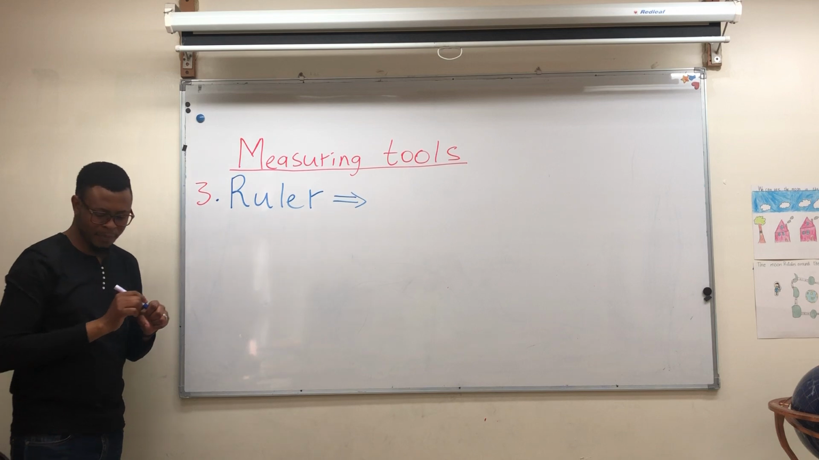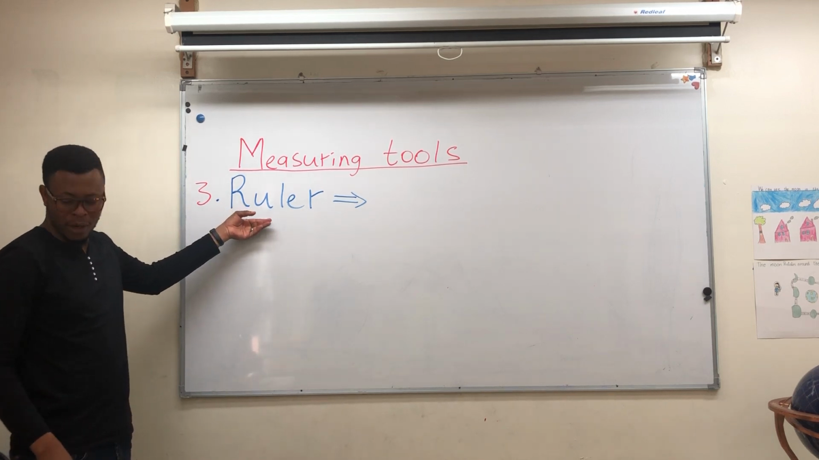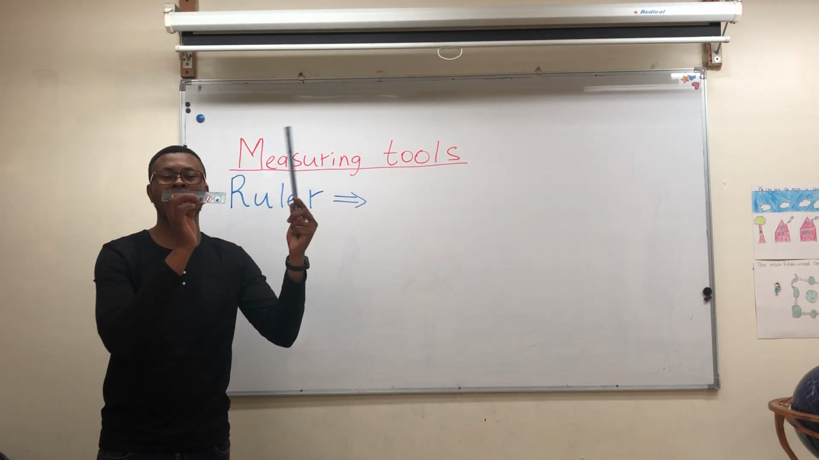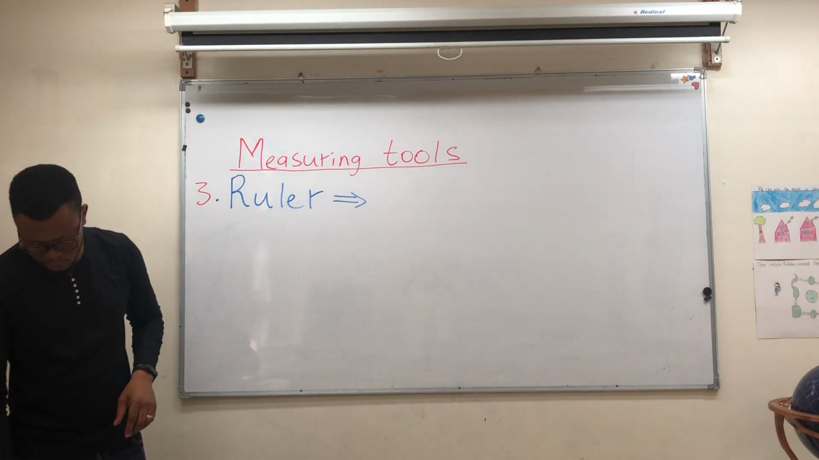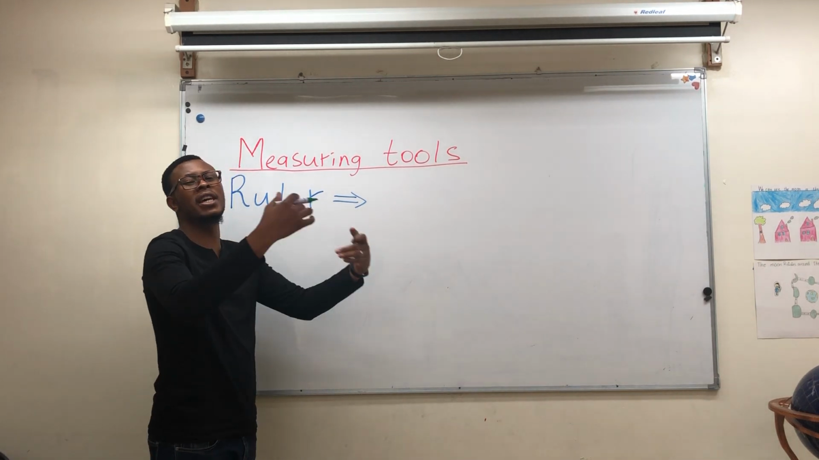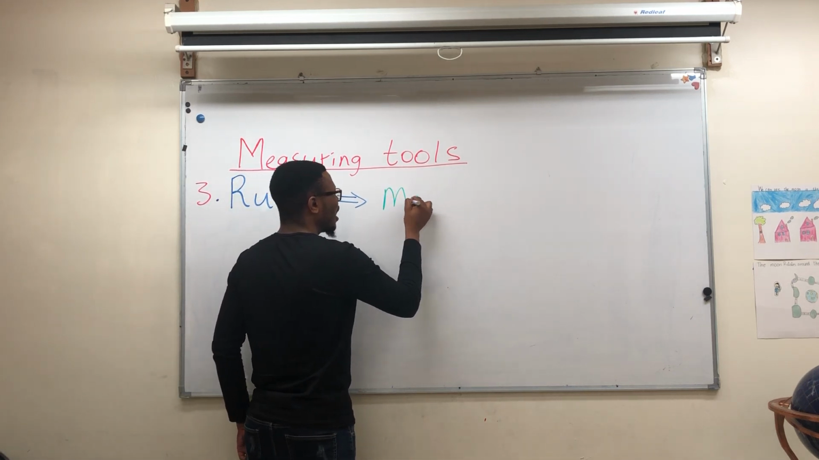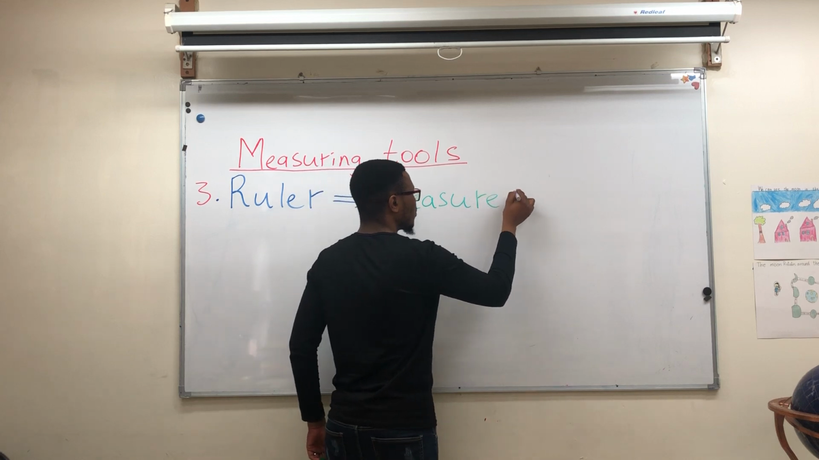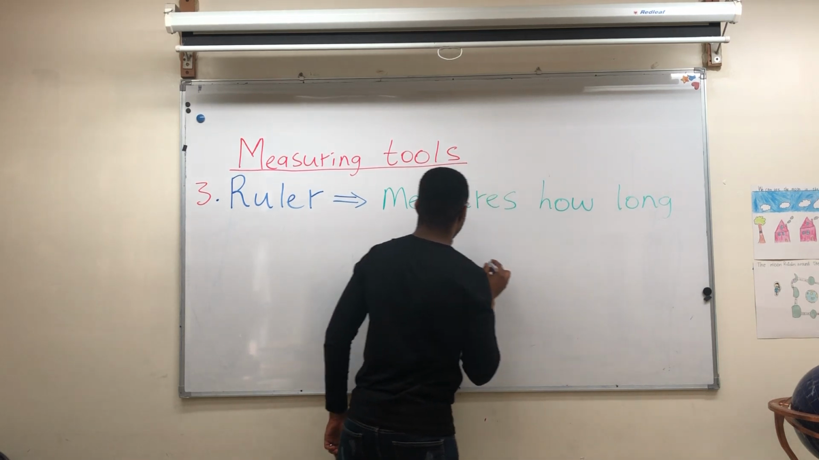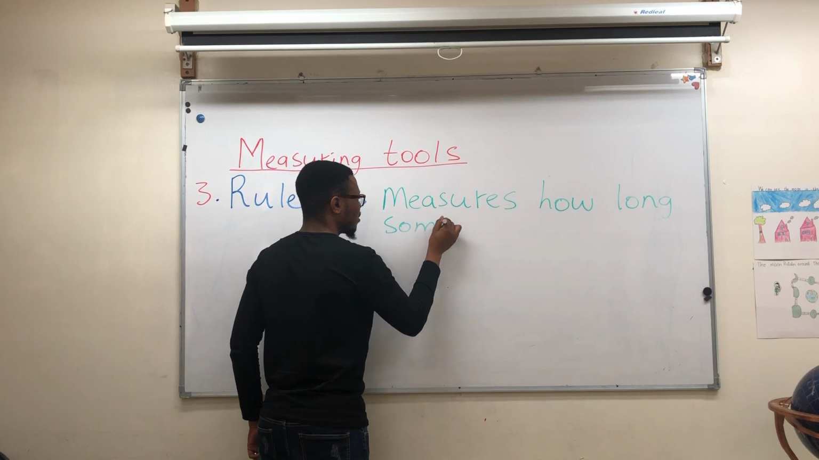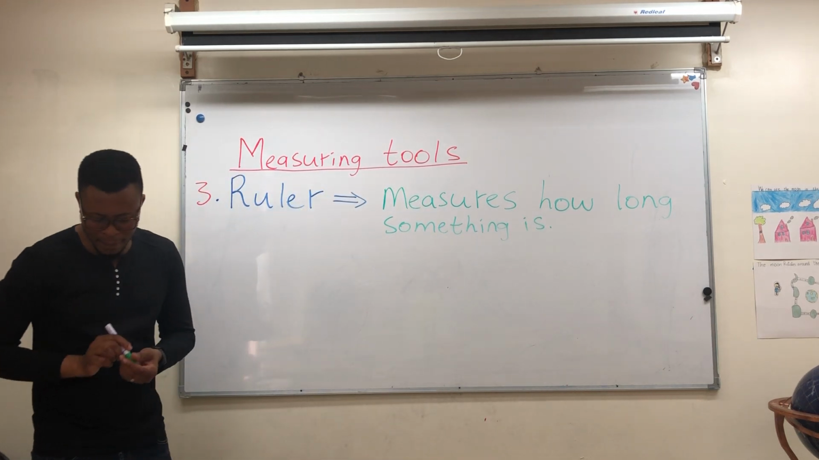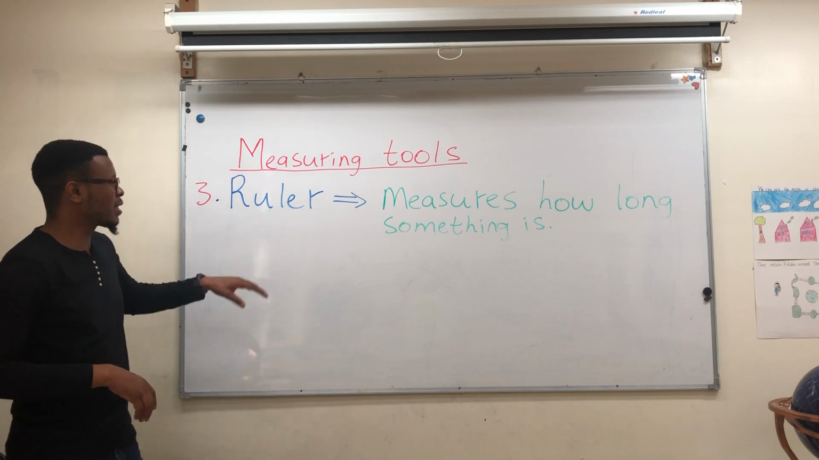A ruler, okay? When we are in class, we usually use a ruler. When we are doing our work in class, we use these tools. So they also help us to make our work to be easy. But what does a ruler do? What do we use it for? What does it measure? Okay? So a ruler measures how long something is.